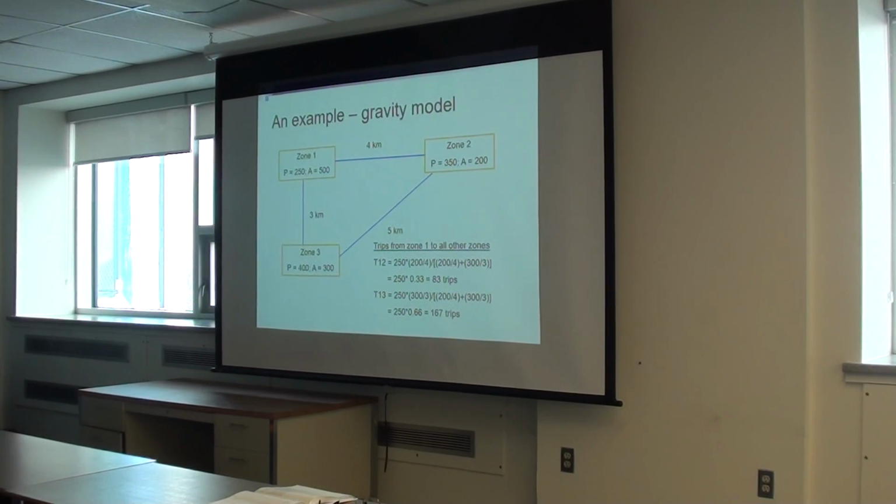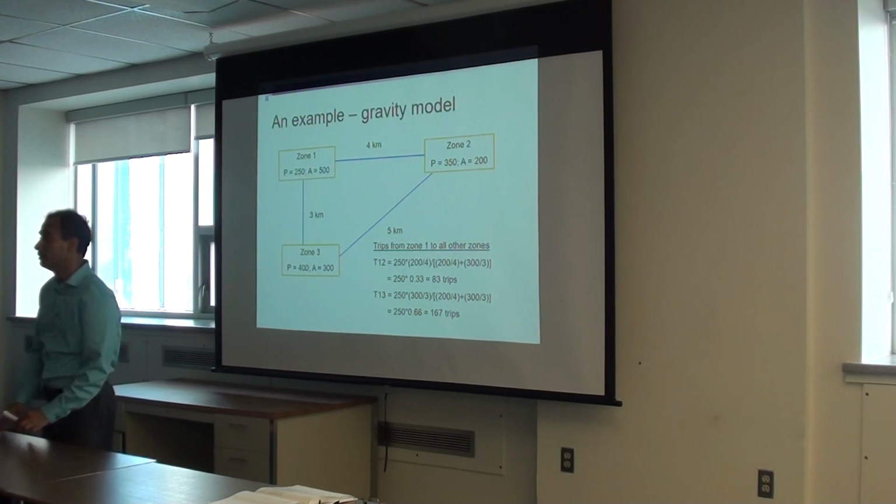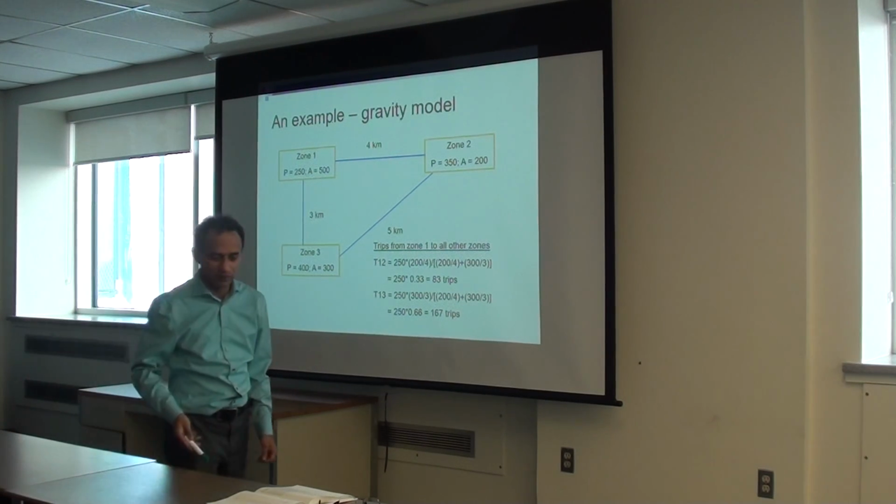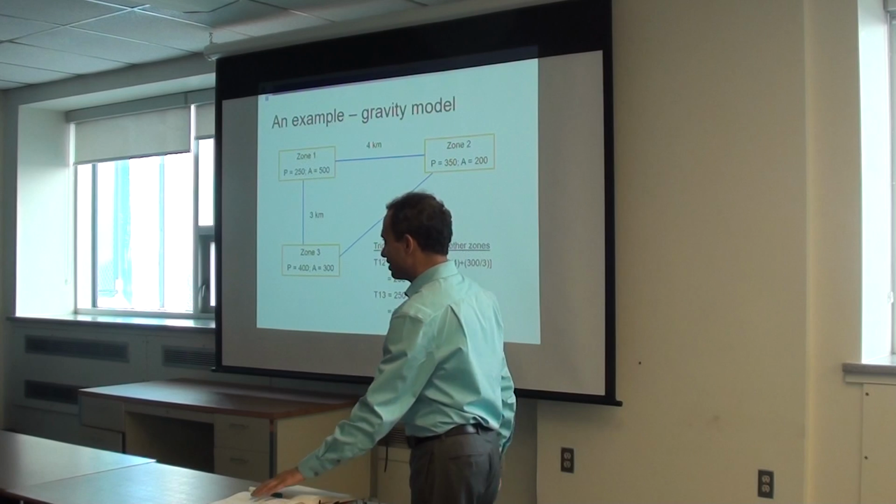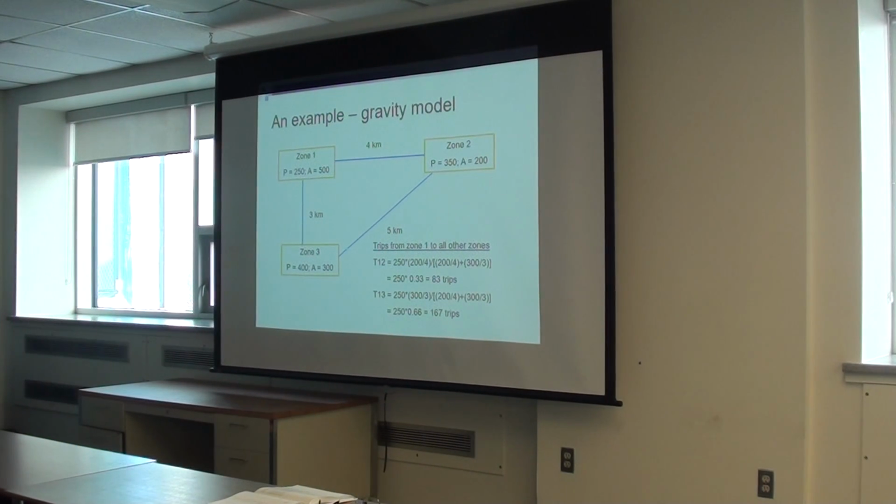Whoever is not following so far, it's okay, just let me know. We can go through again, or I will give you a little bit more time. First, establish the proportional pieces, right? This side, which is the attraction of J, means zone 1. So A1, what is A1? Attraction of zone 1. What is the attraction of zone 1? 500? Perfect. And then divided by D. What is the distance between 2 and 1? 4 kilometers. Done.